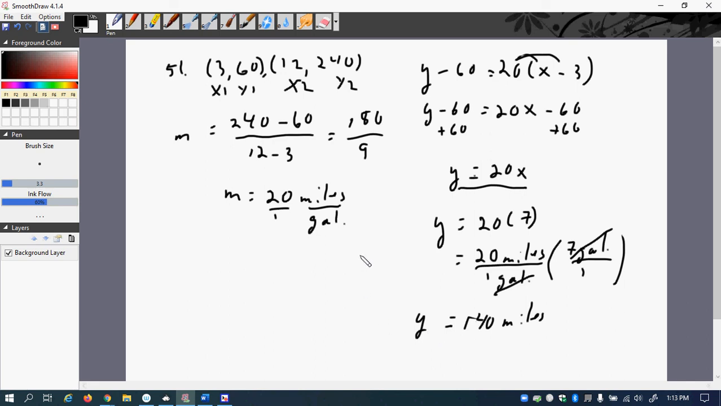So this is just another type of problem where you're given data and you're supposed to come up with the slope as well as the equation, 20 miles per gallon times the x number of gallons, and then you use that equation to do a prediction on your particular setup. That's basically how we do these modeling problems with linear equations.